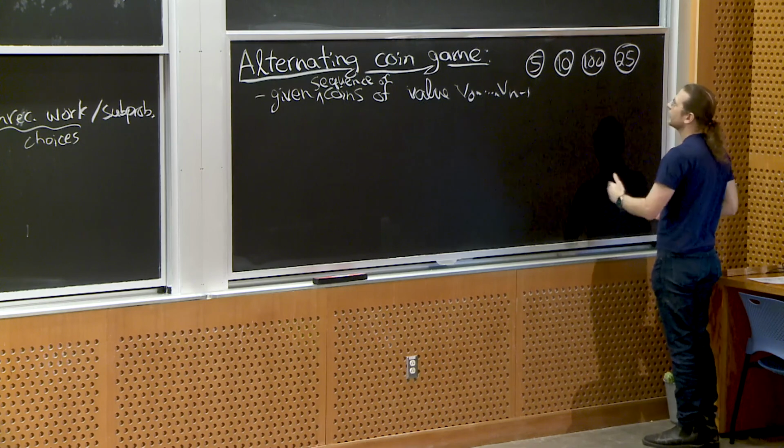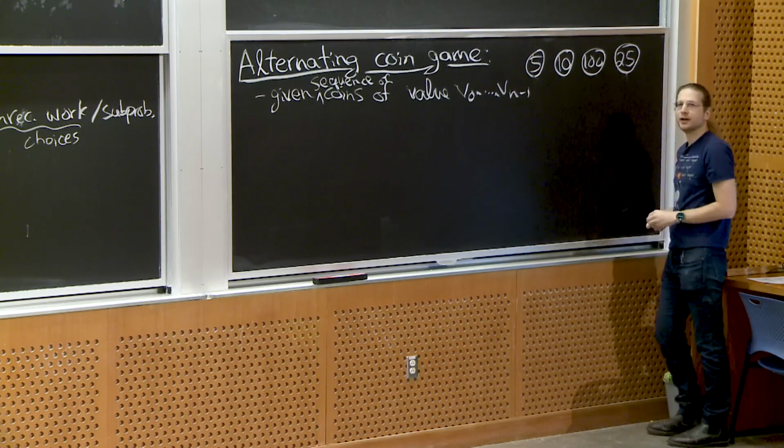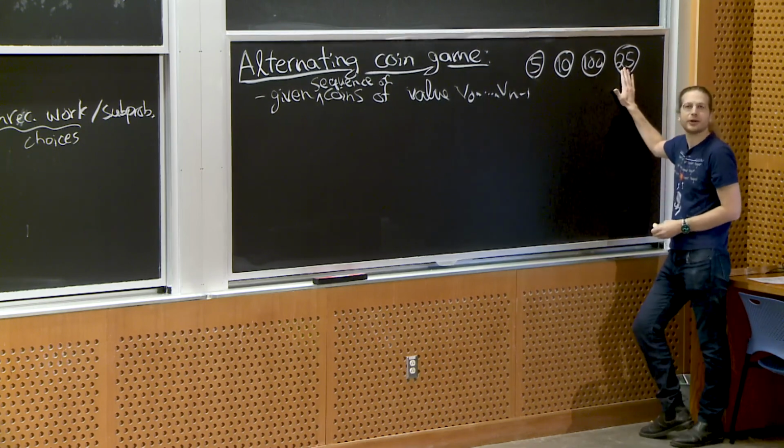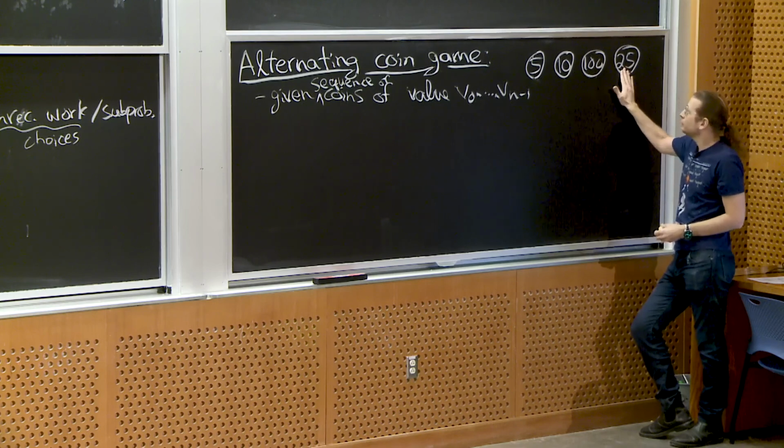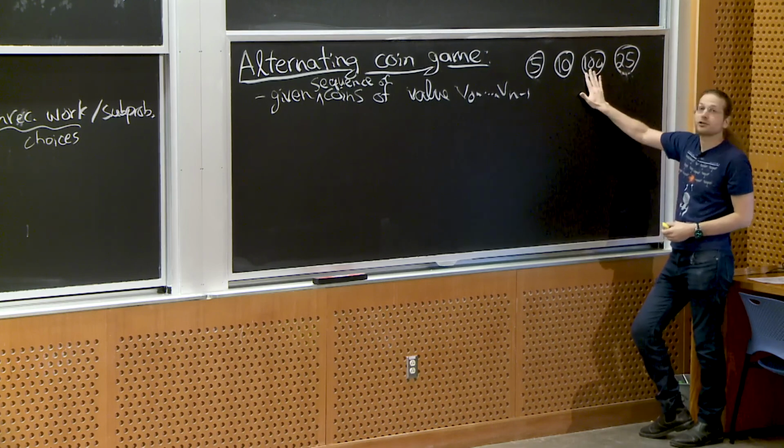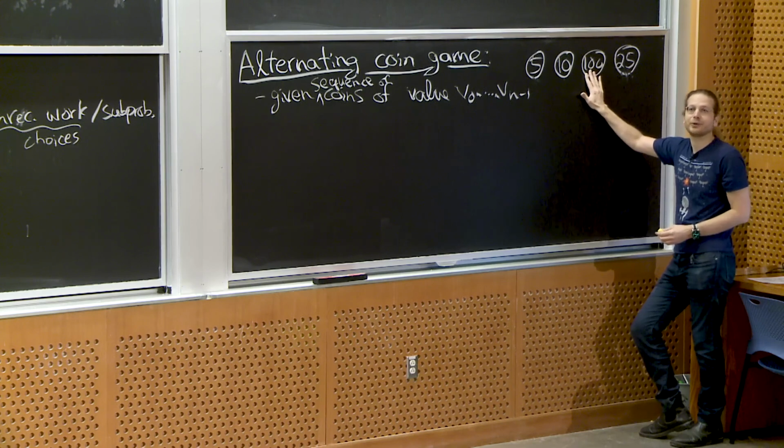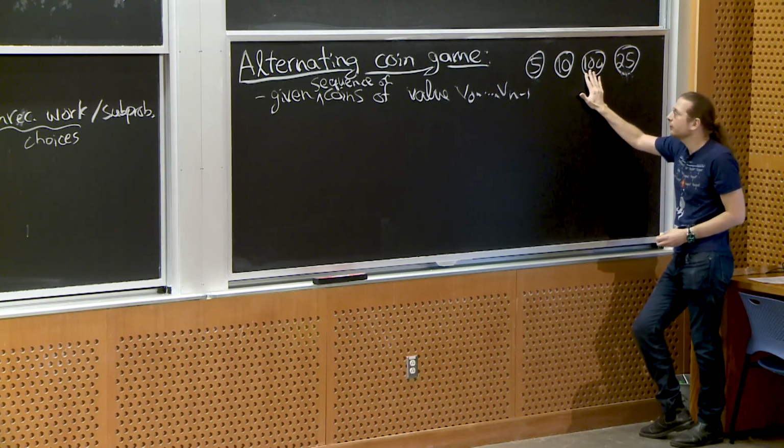So at the beginning, I can choose 5 or 25. And I might think, oh, 25 is really good. That's better than 5. I should choose that. But then, of course, you're going next, and you're going to choose 100. And you'll win the game. You'll get more of the total value of the coins.